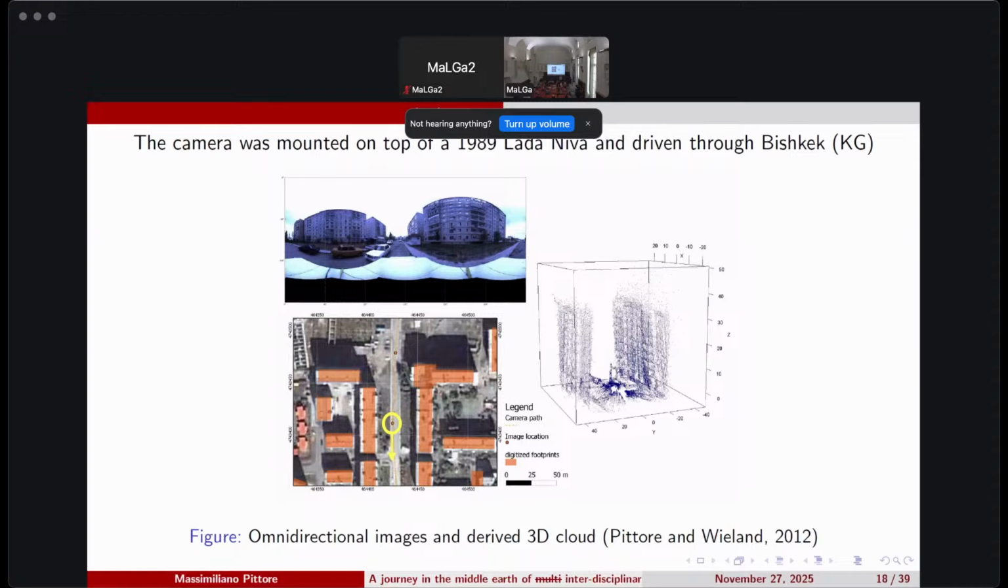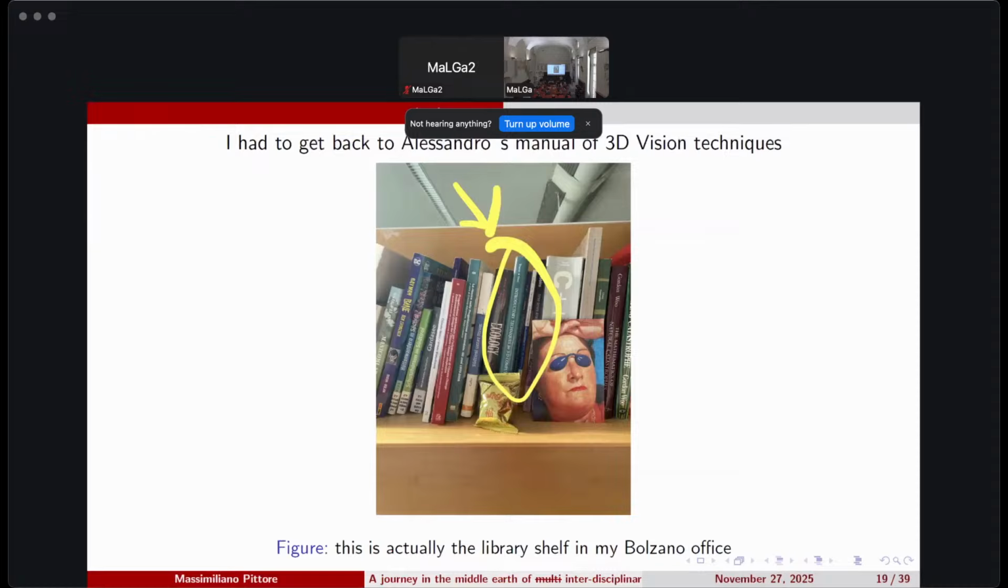In order to do this, I had to get back to the book of Alessandro. This is my shelf right now in my office in Bolzano. I still have the book, and I swear to God I will bring it back to the library of the Department of Physics as soon as possible. I have had it with me for 20 years, so I'm quite fond of this book. Thanks, Al. I didn't pay.